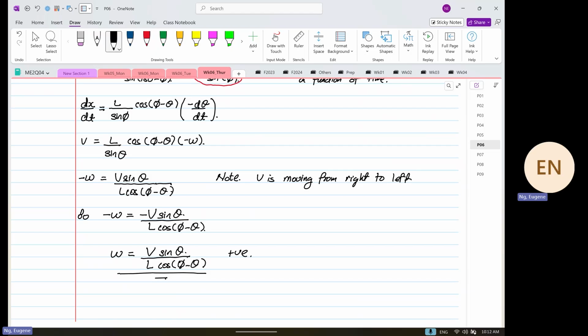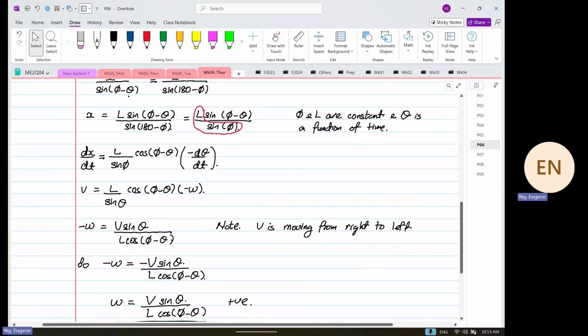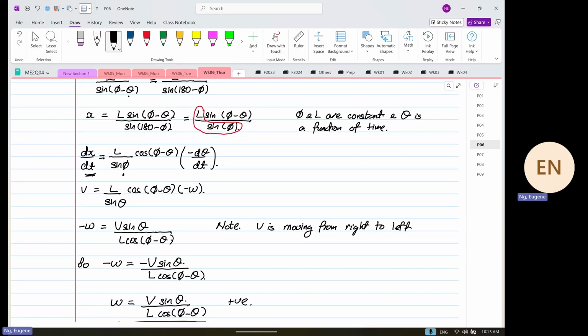I think you might have actually switched the sine phi to sine theta between going from dx to dt. For dx over dt equals L over sine phi, and then the next one is L over sine theta. Thank you. Yeah, I made a mistake there. Thank you for warning me.